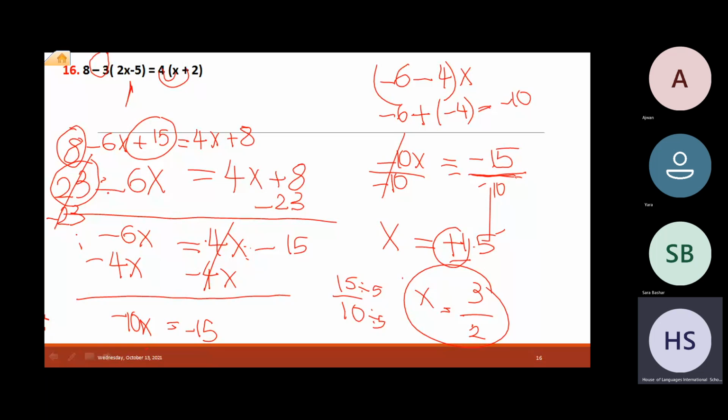I forgot only one part. Distribute negative 3 on the parentheses and 4 on the parentheses. Multiply this one with this one. Then 2 times 3 is 6, 3 times 5 is 15. Then next, you have to combine them.